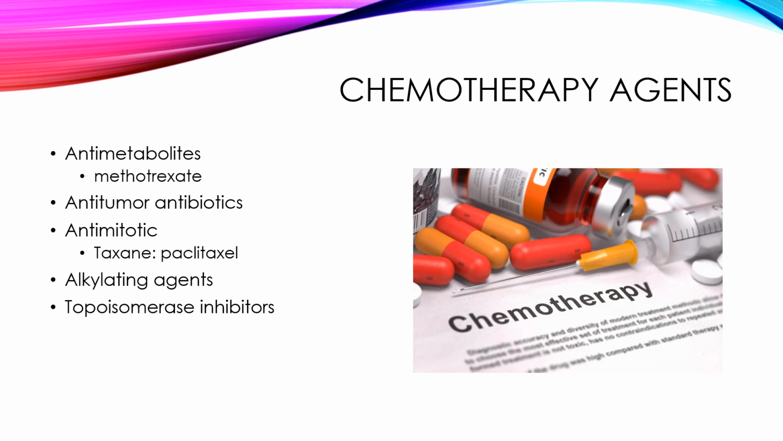All right, so that completes all of the vaccinations for medications that affect the immune system. Other medications that affect the immune system include chemotherapy drugs. These are going to include anti-metabolites such as methotrexate. We've seen this one before also with treatment of rheumatoid arthritis in the musculoskeletal area and how this affects the immune system. Anti-tumor antibiotics, antimitotics like paclitaxel, alkylating agents, and topoisomerase inhibitors.